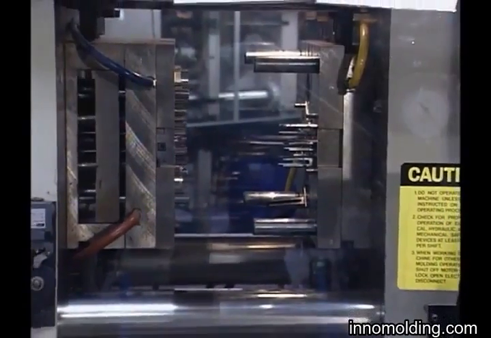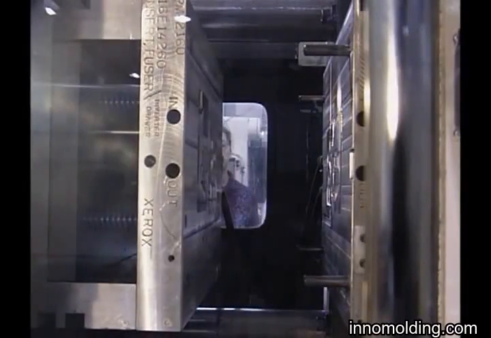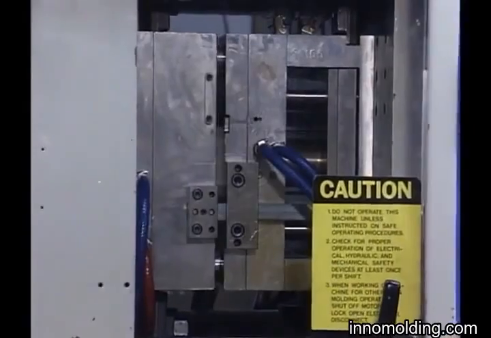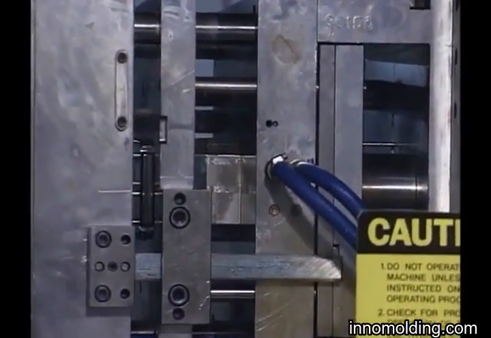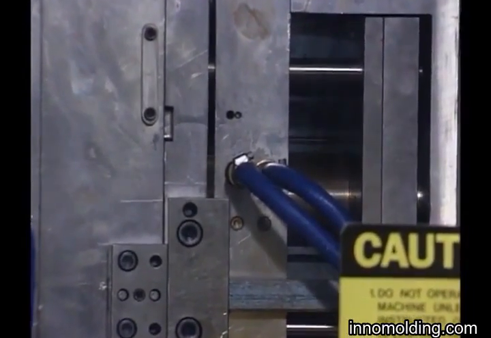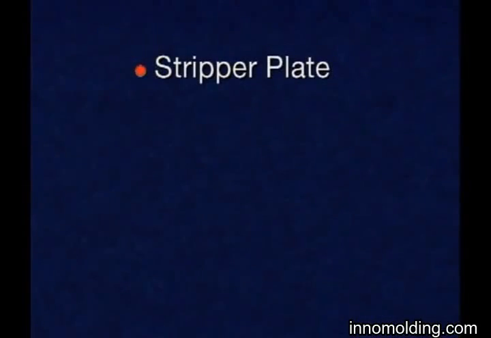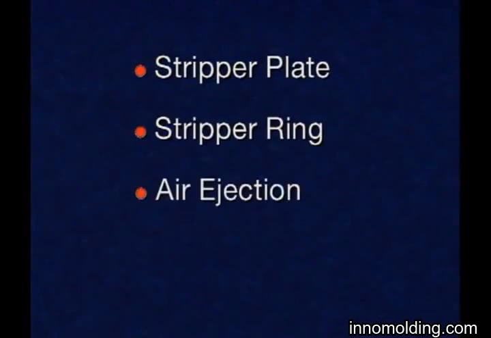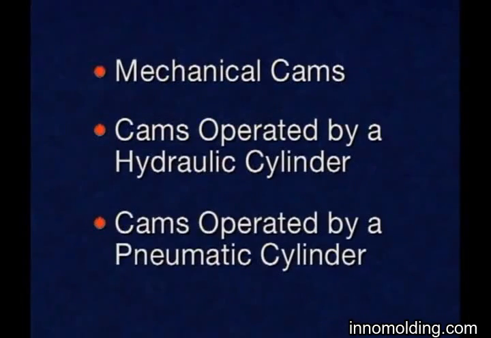The knockout pins and other mechanisms are mounted between knockout plates, which ride on their own leader pins and bushings in a pocket on the ejection side of the mold. In most cases, they are activated by pneumatic or hydraulic cylinders, although older machines still use mechanical knockouts. Some other types of ejection methods include using a stripper plate, a stripper ring, air ejection, jiggler pins, mechanical cams, cams operated by a hydraulic cylinder, or by a pneumatic cylinder.